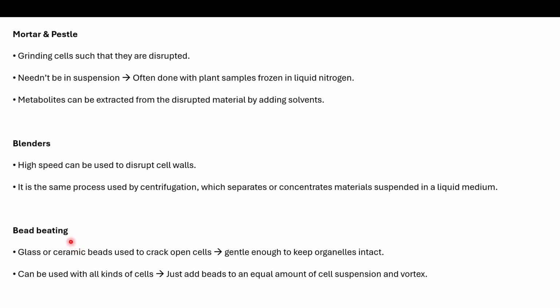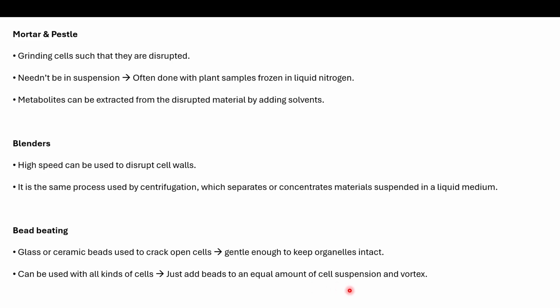And then there's bead beating. Glass or ceramic beads are used to crack open the cells. It is gentle enough to keep the organelles intact, but it will shear or break open the cells. And bead beating can be used with all kinds of cells. What people usually do is add beads to an equal amount of cell suspension and use a vortex machine.